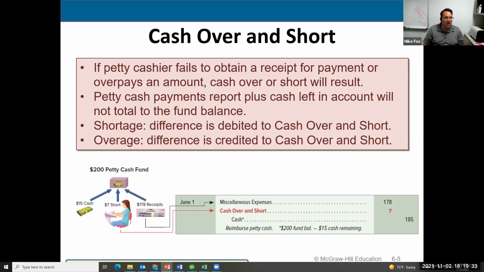And so if our petty cash fund comes out over or short, then at the end of the month, when we're doing our reimbursement entry, you can see here we're debiting expense and crediting cash. If there's a difference between the expenses and the cash, then we're going to debit an account called cash over and short. So just know if our expenses don't add up to the amount of cash that's missing, then we're going to debit cash over and short. And if it's the other way around, if we have more expenses than the amount of cash that's missing, then we're going to credit the cash over and short account.